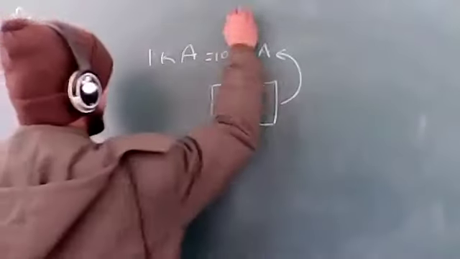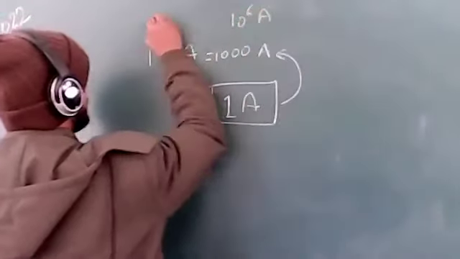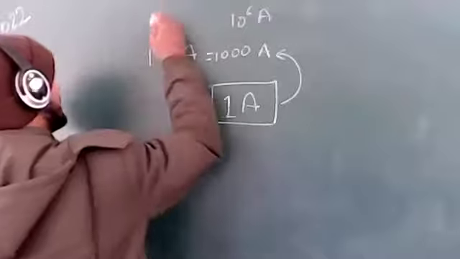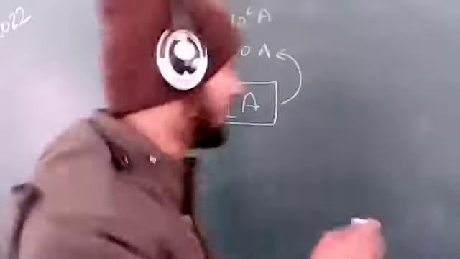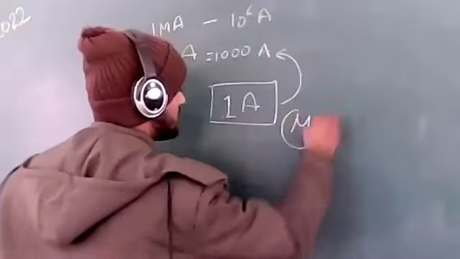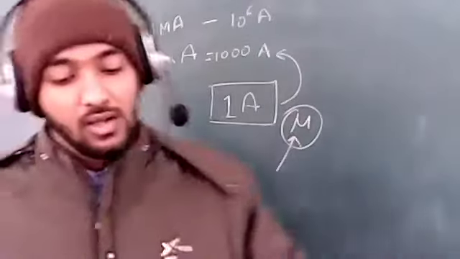Another is mega ampere, that is 10 raised to the power 6 ampere. 1 mega ampere, capital M. And the smaller units, you can see in your book on page number 125, are milliampere and microampere. Milliampere is 10 raised to the power minus 3, or we can say 1 upon 1000. And microampere, that symbol is called mu, is 10 raised to the power minus 6 ampere. That is the smaller unit for measuring current.